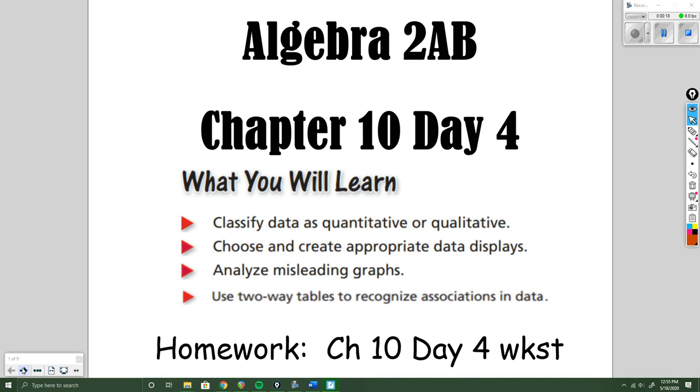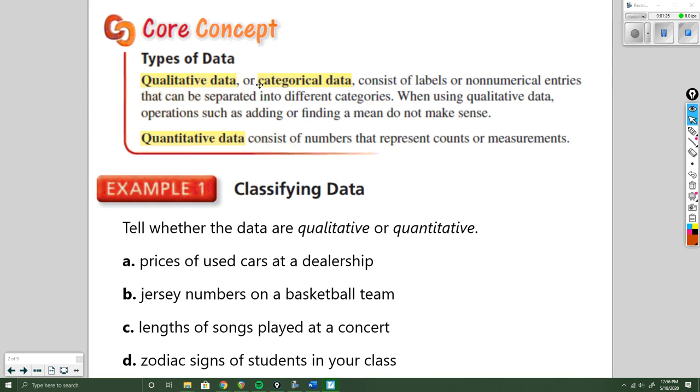So let's get started. Qualitative data or categorical data consists of labels or non-numerical entries that can be separated into different categories. When using qualitative data, operations such as adding or finding a mean do not make sense in the context of what we're dealing with. Quantitative data consists of numbers that represent counts or measurements. All right, so in quantitative data, we're actually measuring something. In qualitative data, we're not measuring anything.